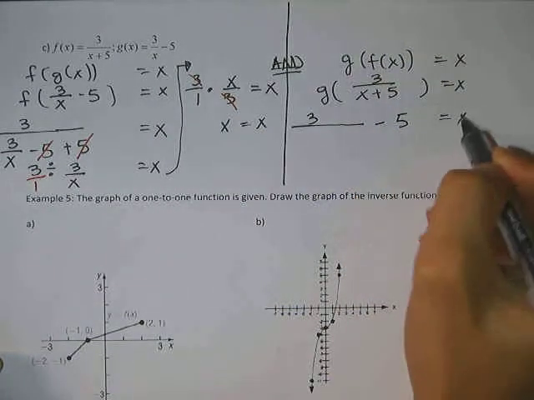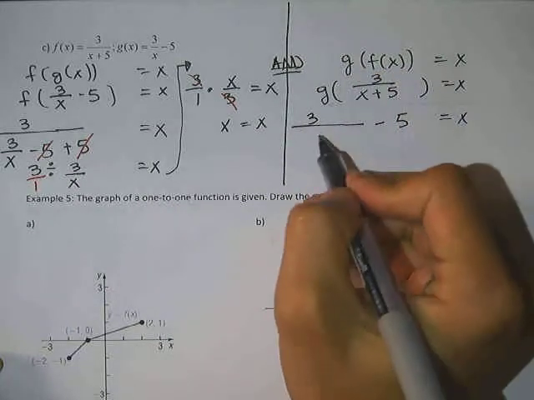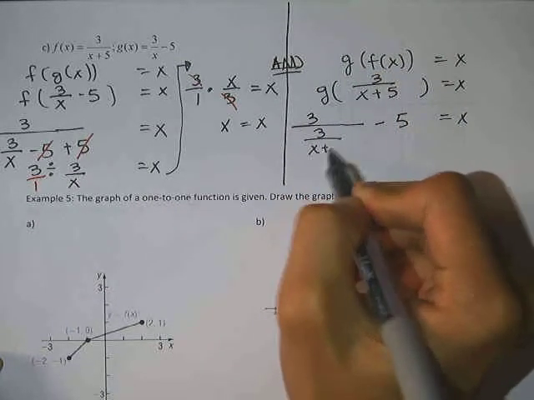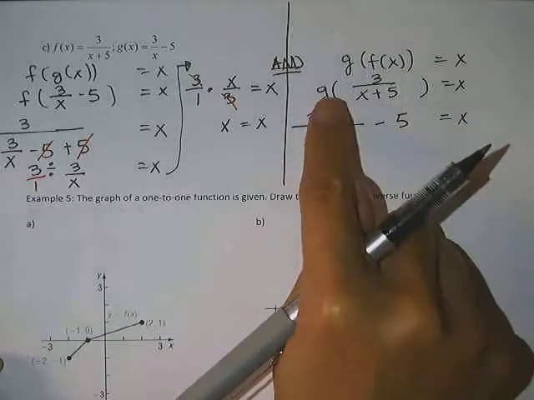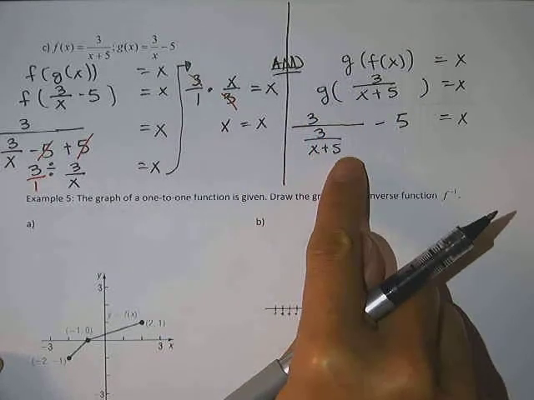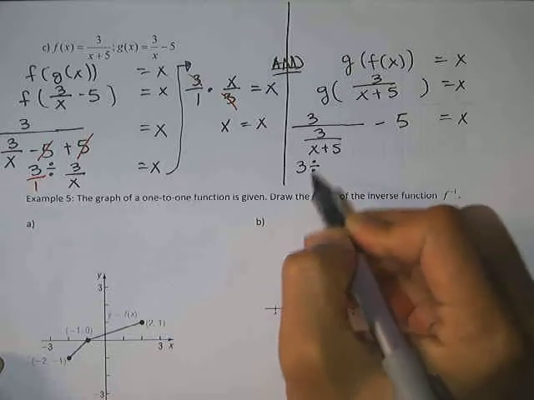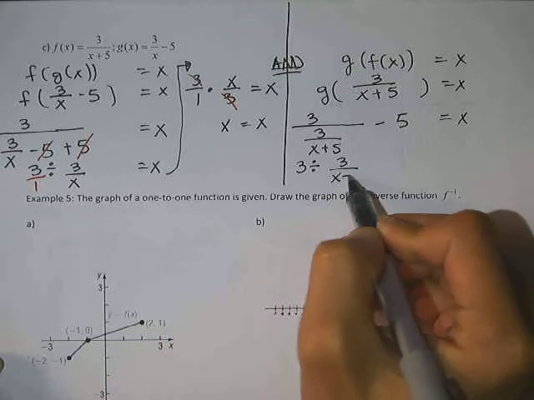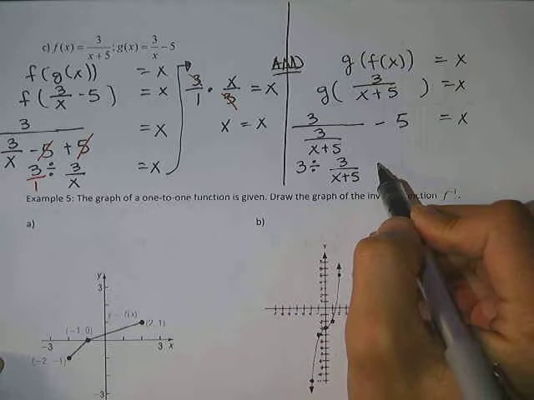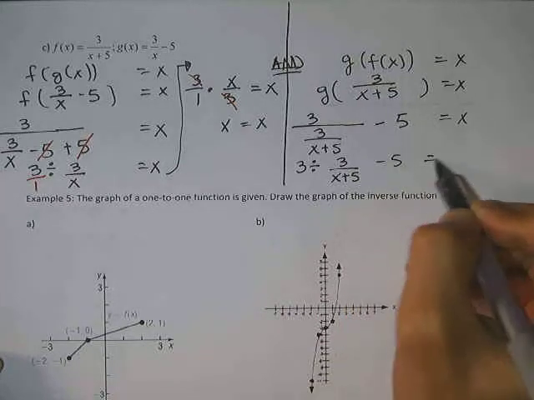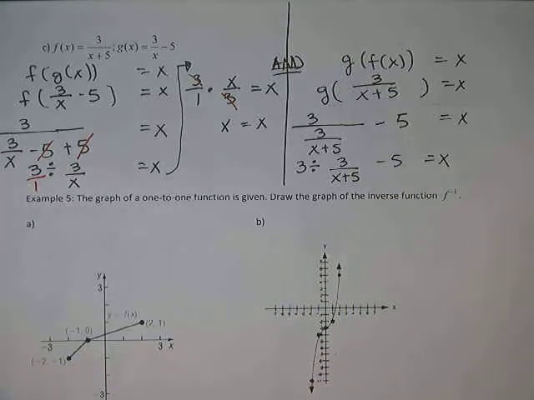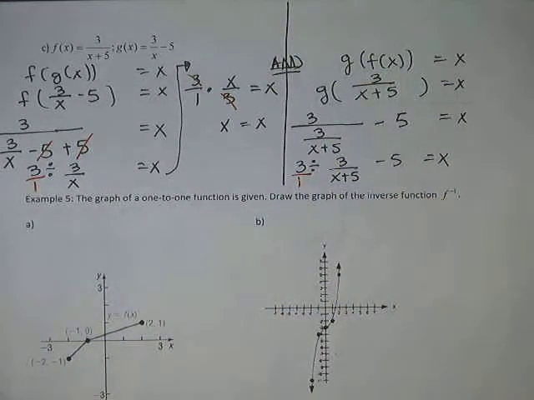Now I'm just going to put my new input in. So 3 over x plus 5. This is 3 divided by 3 over x plus 5. Technically I'm going to write it using my 2 dots. So 3 divided by 3 over x plus 5. And then bring down this minus 5 equals x. Now, similarly to the left, I'm going to make my 3 into a fraction by writing a 1.